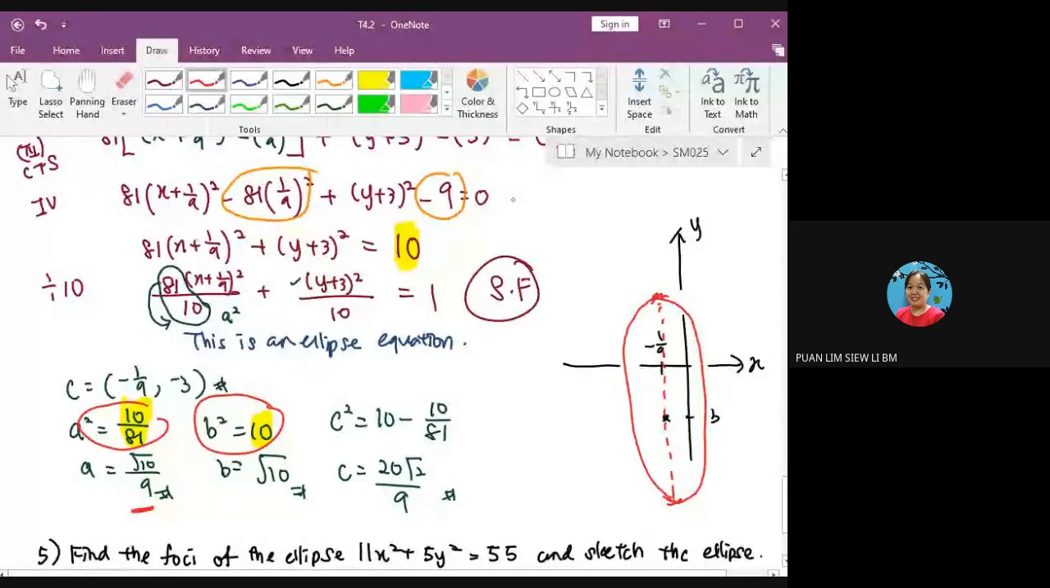Okay, agak-agak macam ni lah. So, habiskan dia. Vertices. So, center sini label. Center ialah -9, -3. Okay, so what's your vertex? What's your vertex? And then what's your focal point? So, vertex dia akan jadi -1/9.